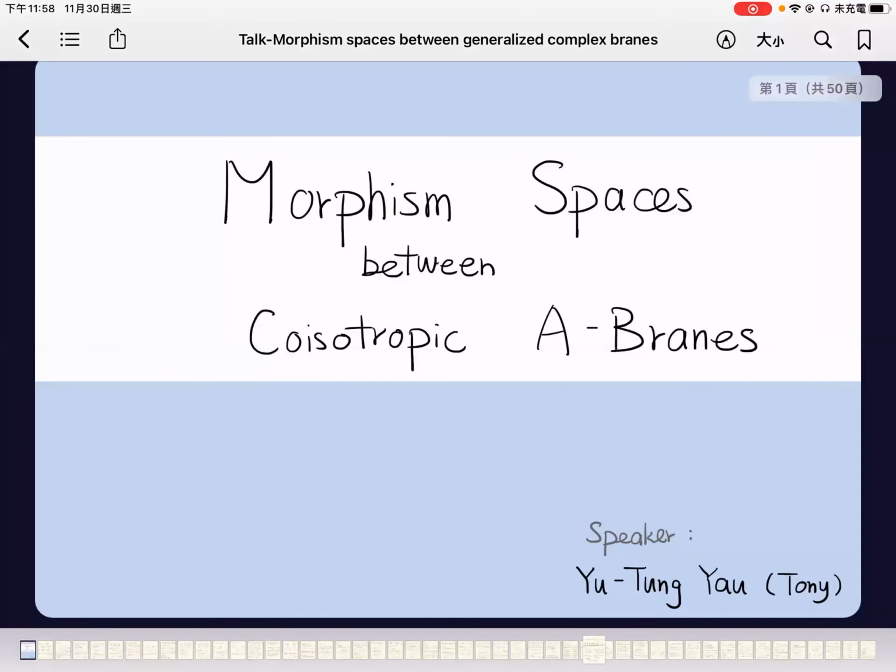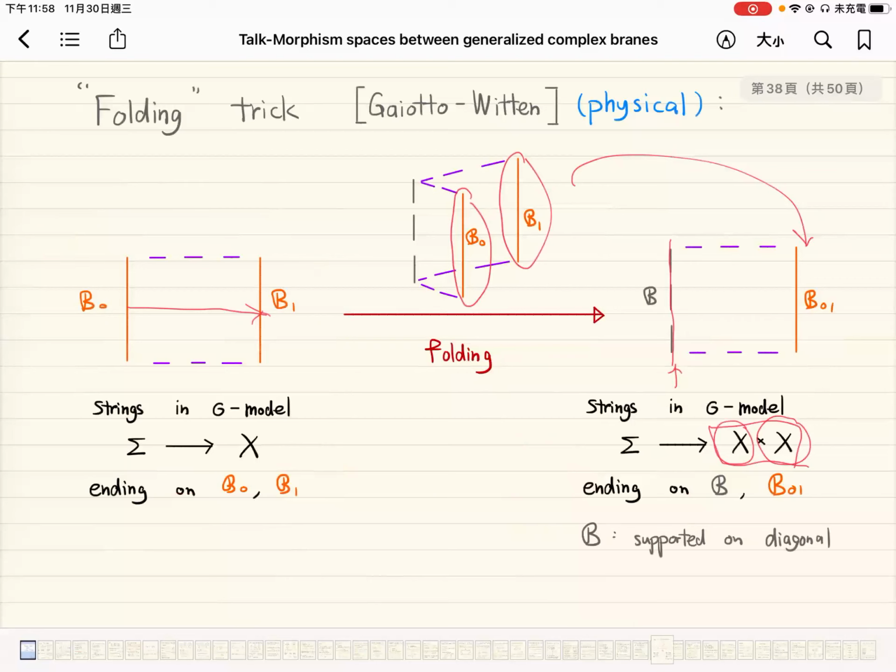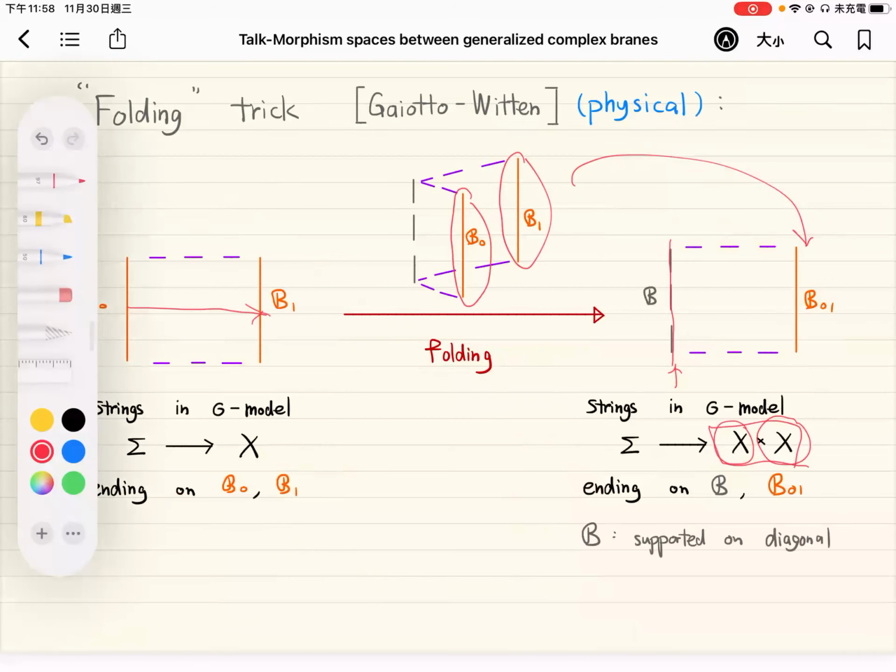So it is expected that the computation of the morphism space between B0 and B1 should be isomorphic to the morphism space of the new boundary condition B and B1. So that's why we have the argument before that maybe we can consider the B-bar-B system, and the morphism space should correspond to the morphism space on a pair of branes on the double of X here.